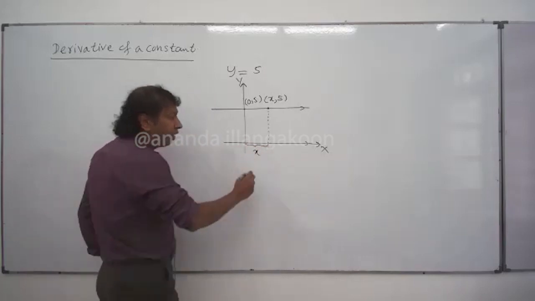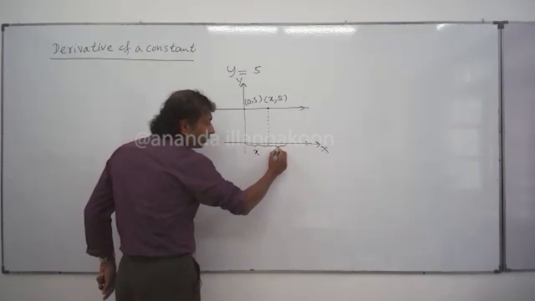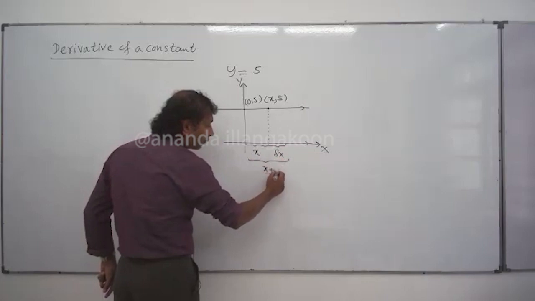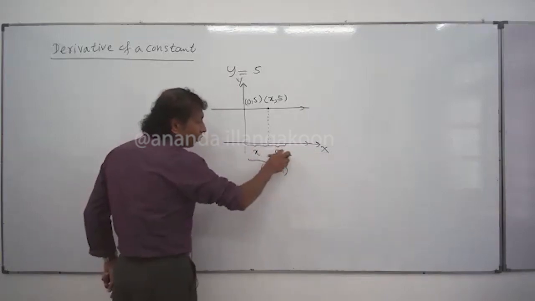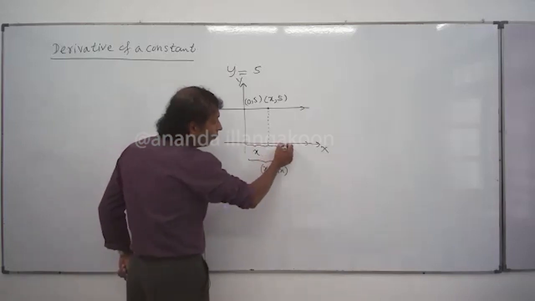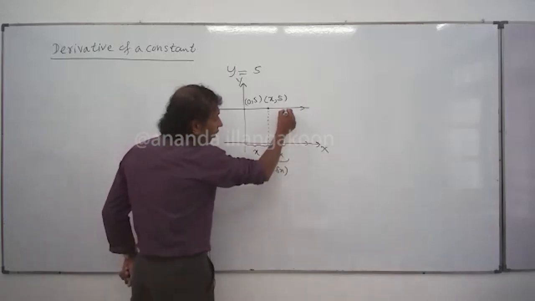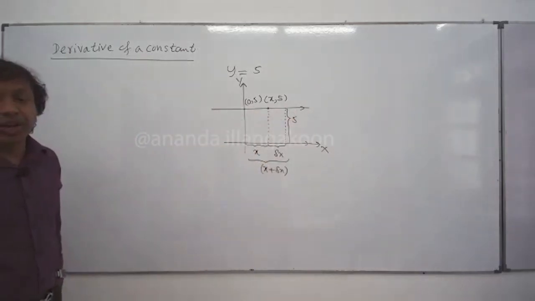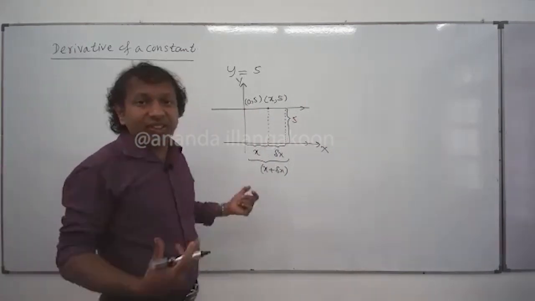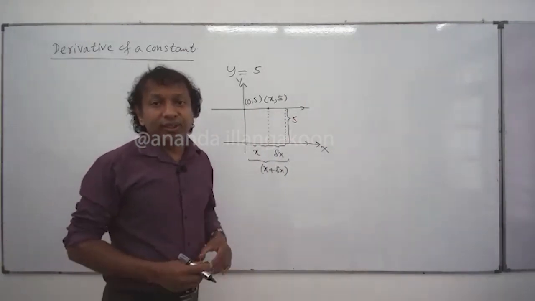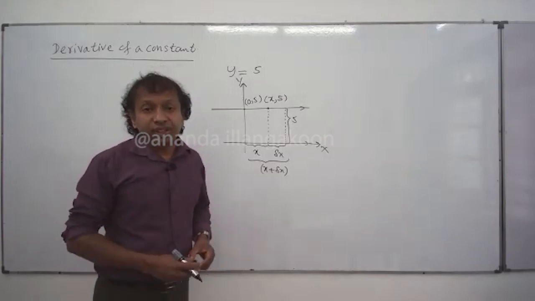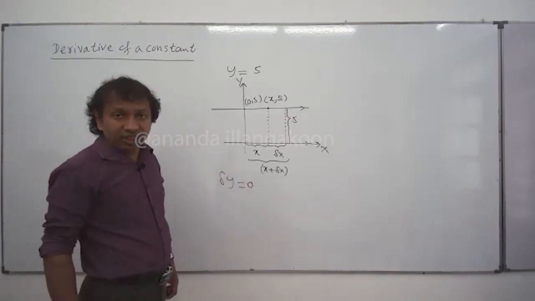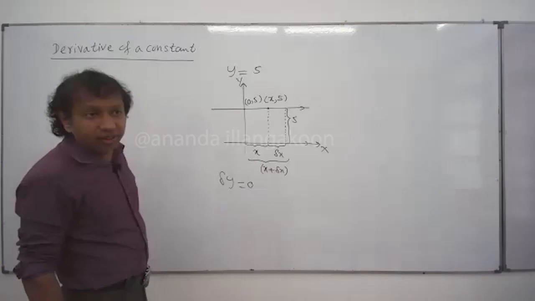Now, in this case, if we increase this x by a little value delta x, the new x value is x plus delta x. What is the new y value? New y value is as before the same 5, since the graph is parallel to x-axis. So therefore, though x increases by a little value delta x, there is no change in y. Change in y usually we denote by delta y, no? Delta y becomes 0. Understand? So from there only we start the proof now.